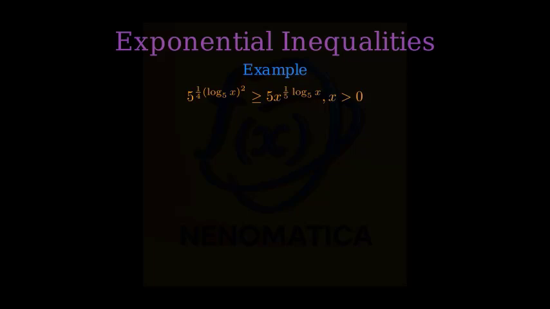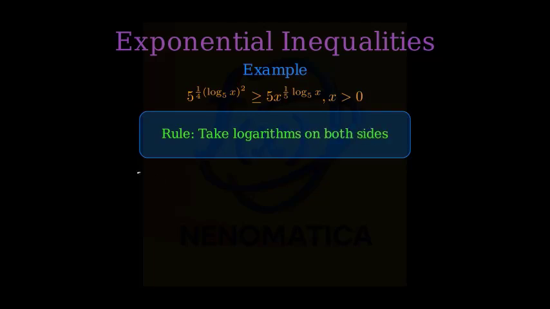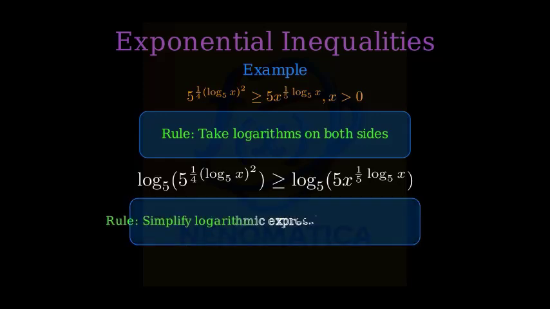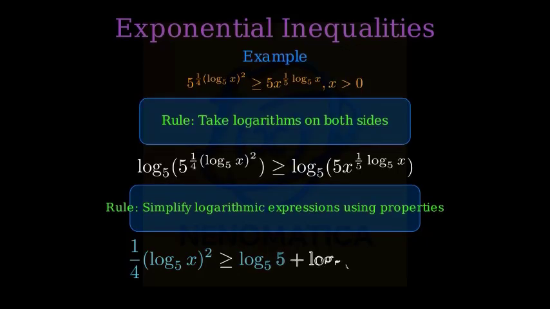properties to solve it. Our first step is to take the logarithm base 5 of both sides of the inequality. Since logarithm is an increasing function, this doesn't change the direction of the inequality, so we apply logarithm base 5 to both sides. Now, we'll simplify both sides by applying the logarithm property that the logarithm of a power equals the exponent times the logarithm of the base.